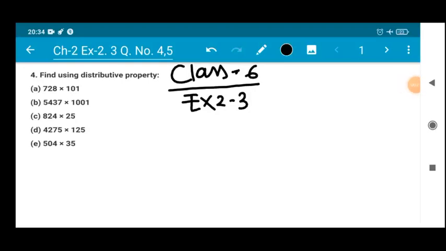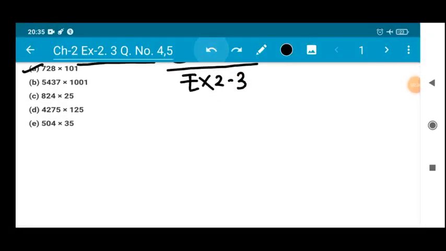So in today's class we will be doing question number 4 from exercise 2.3. In our last class we have done till question number 3. So in today's class we will be doing 4 and 5. Find using distributive property. You have to find the product by using which property? Distributive property. In our last class I have already told you what we mean by distributive. That means we are going to distribute the numbers. So let's do it.